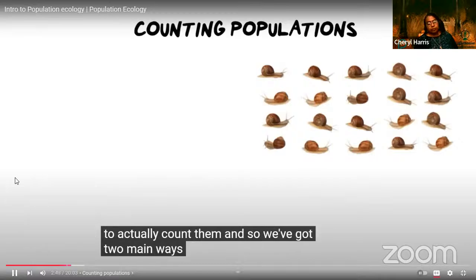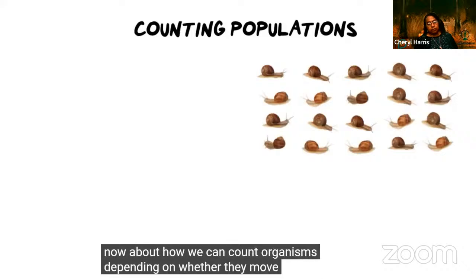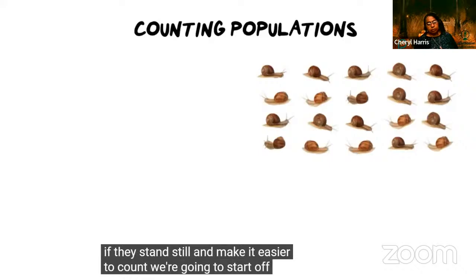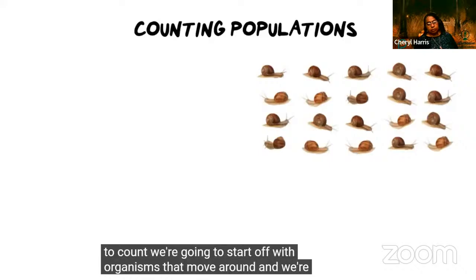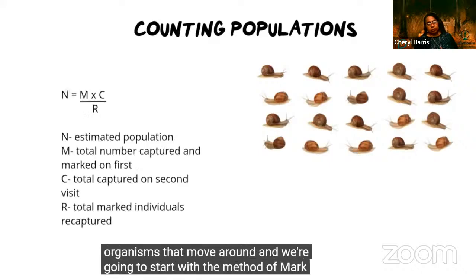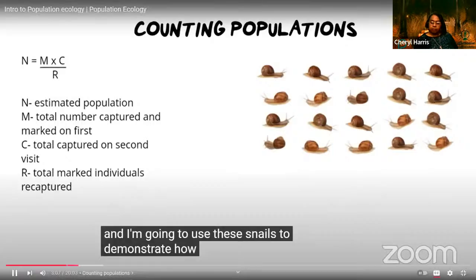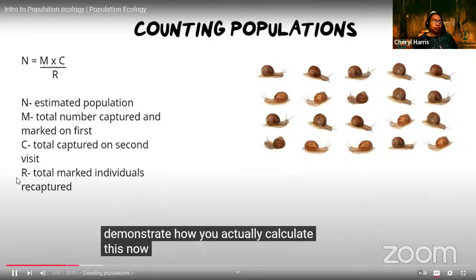So we've two main ways that we're going to learn now about how we can count organisms depending on whether they move around or if they stand still and make it easier to count. We're going to start off with organisms that move around, and we're going to start with the method of mark and recapture using a specific formula, and I'm going to use these snails to demonstrate how you actually calculate this.